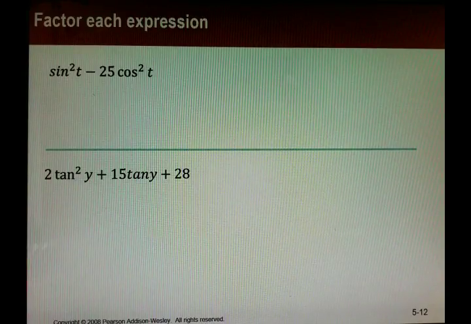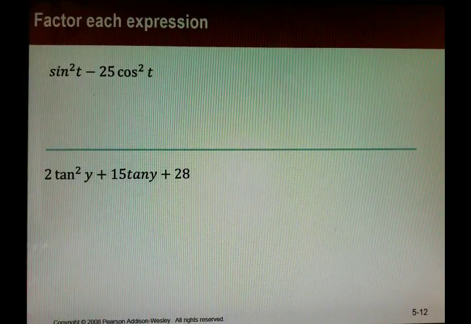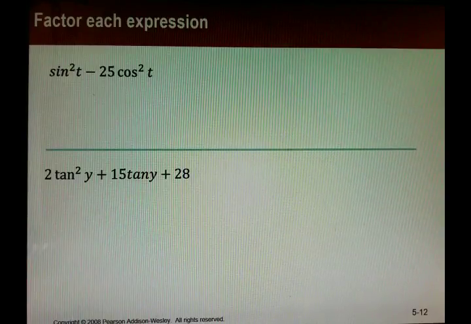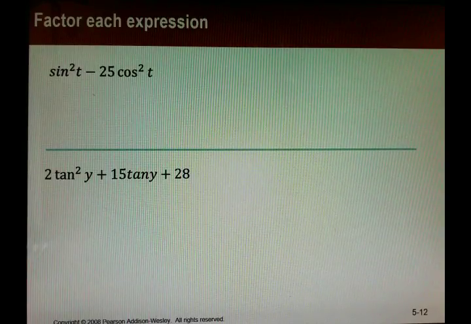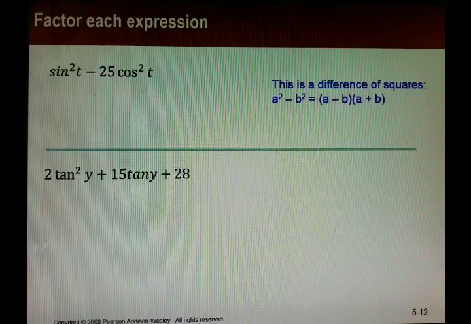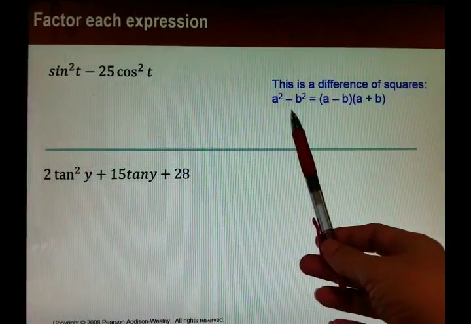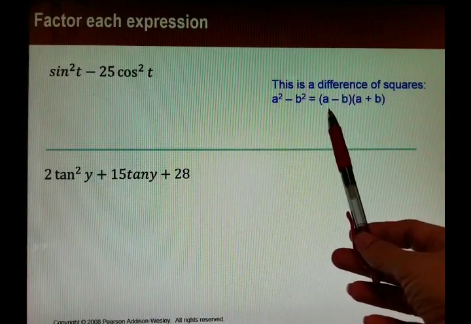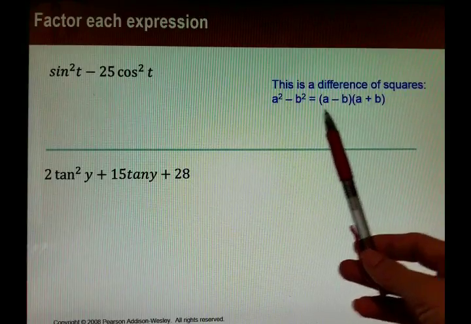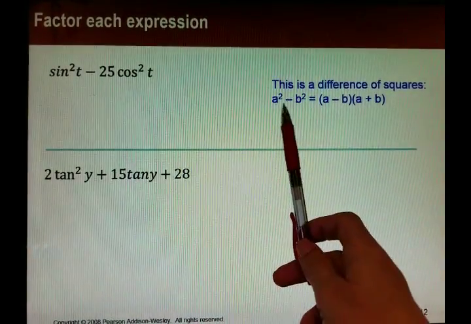We are supposed to factor each expression. This is sine squared minus 25 cosine squared of t. If we think back to Algebra 1 when we had a difference of squares, a squared minus b squared, that factors to a minus b and a plus b. Notice there's the minus sign.